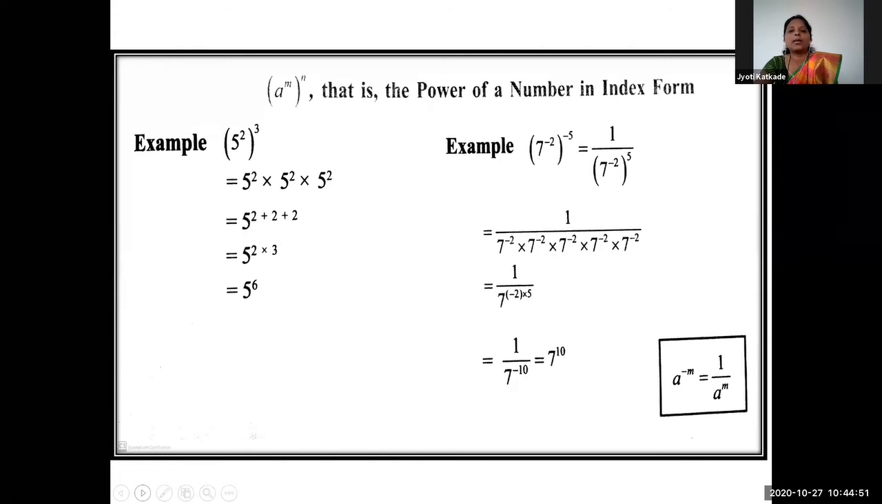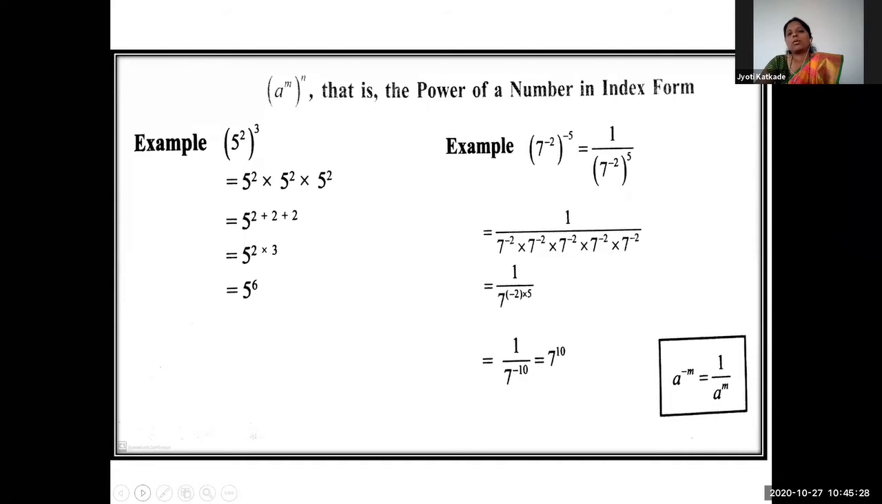Then we get 5 2s are 10. But there is minus 2, and when we multiply positive with negative, we get negative. So 1 upon 7^-10. Now, according to the rule, a^-m is equal to 1 upon a^m. So here at the denominator 7^-10, take it at the numerator, then the power gets positive. So we get the answer 7^10.